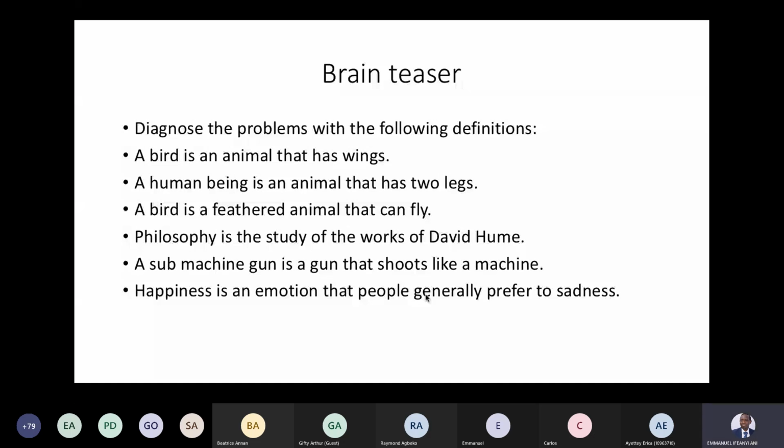A human being is an animal that has 2 legs. An animal that has 2 legs is being used to define a human being. Any problems?